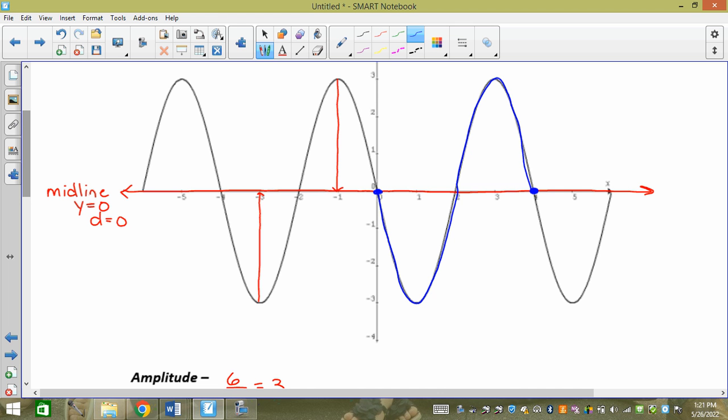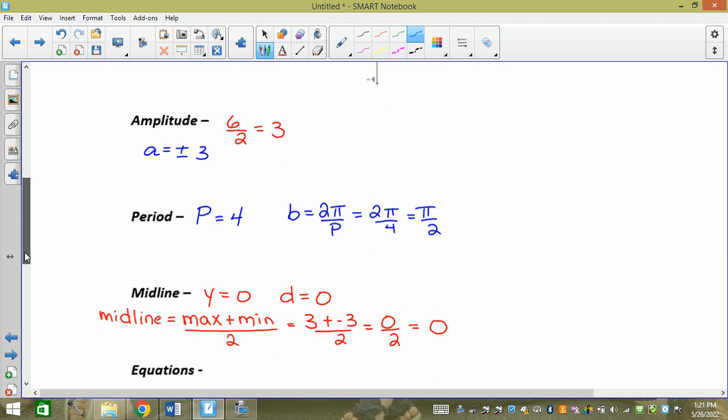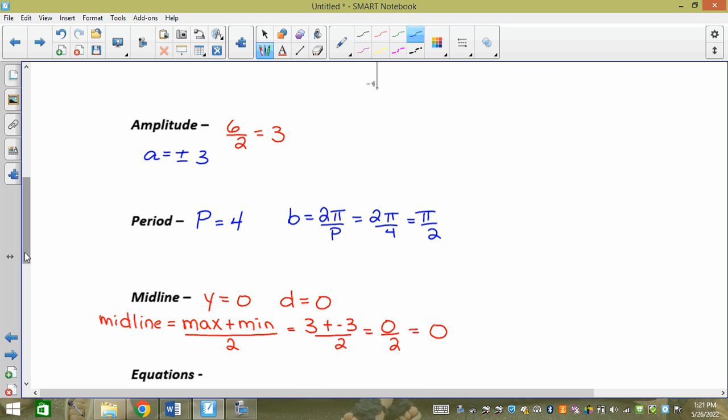So when did it repeat itself? At 4. So the period is 4. So B equals 2 pi divided by P, which is 2 pi over 4, which is pi over 2. A would be plus or minus 3, and then your D is 0. Okay, next one.